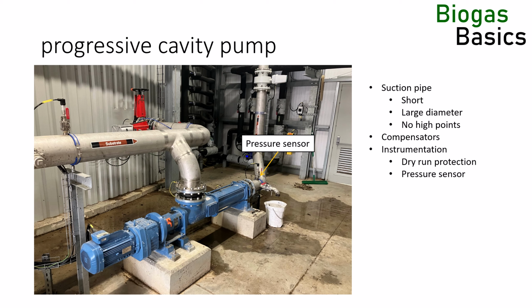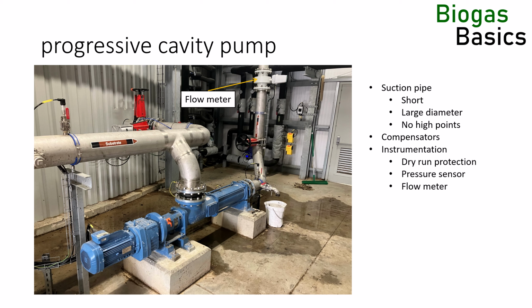Progressive cavity pumps are positive displacement pumps, meaning that they always transport the same volume per rotation, almost regardless of the pressure on the discharge side. If the discharge side is blocked, this can lead to high pressure spikes in the pipework, which can easily crack the pipework or pump housing or push flanges apart.